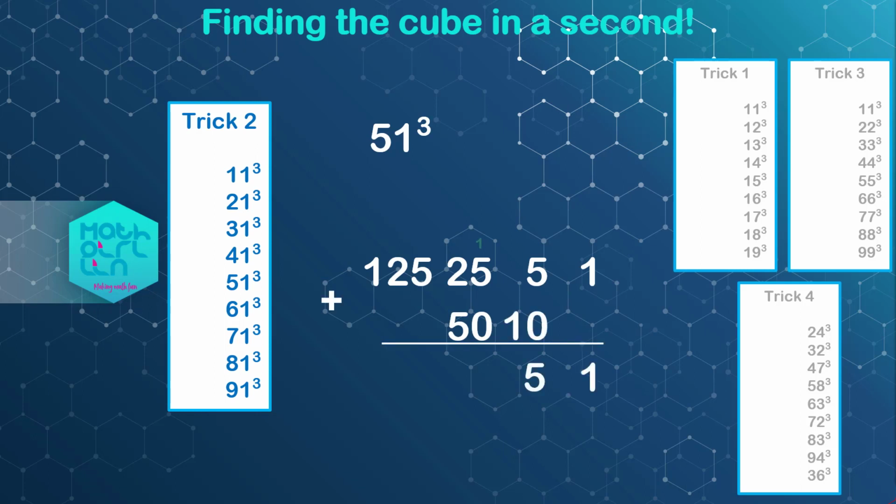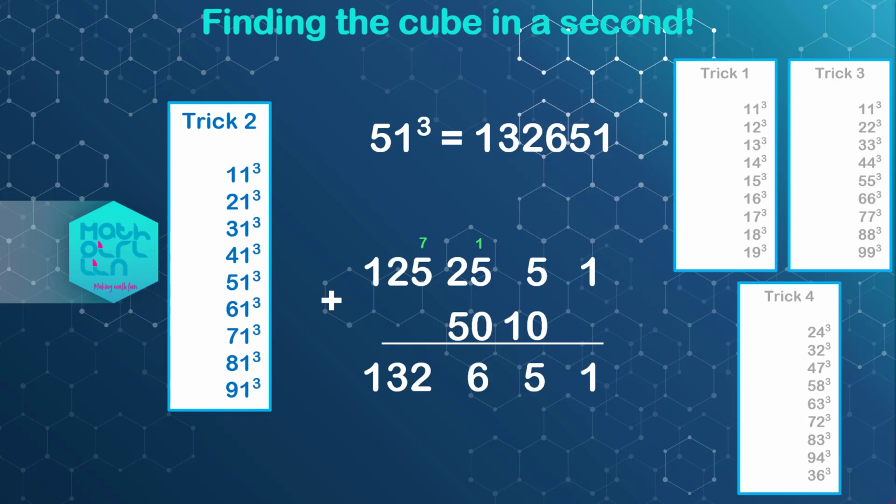We write the 5 and carry the 1 over. 25 plus 50 is 75 plus 1 is 76. Write 6, carry the 7. 125 plus 7 is 132. So 51 cubed is 132651. How quick was that? Imagine actually multiplying 51 times 51 times 51. How long would it take and how many lines of calculation would you have to deal with?